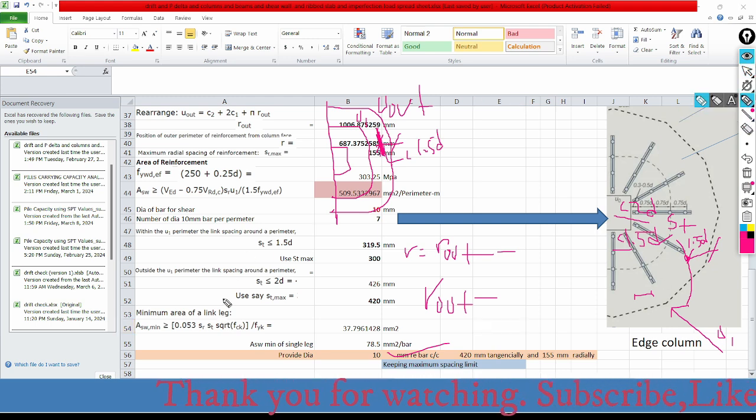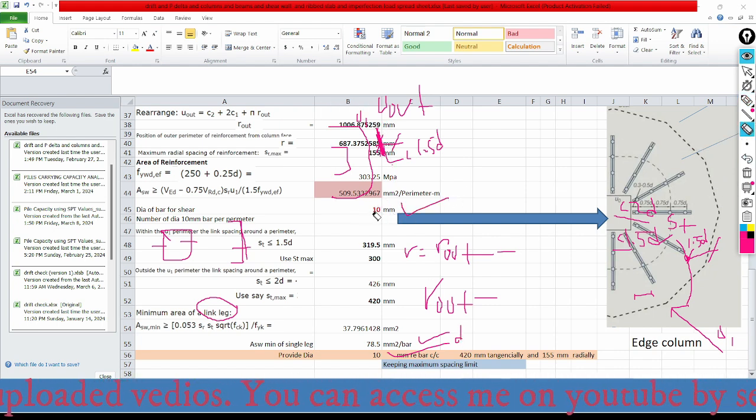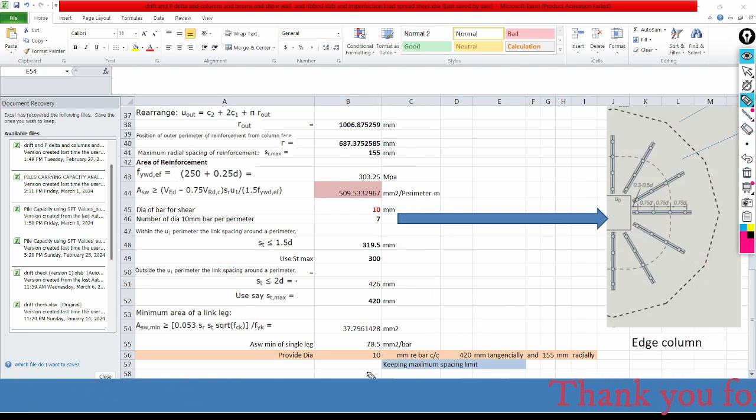This is the area of a single leg. Single leg means, for example, if we have a stirrup here, this is two legs, 1, 2. So single leg means this one. So the area of one single leg will be 37.79. The area of steel for a single leg will be 78.5 millimeter square per bar, if and only if we use diameter 10, because we have already specified the diameter of the shear reinforcement, that is 10 millimeter. A 10 millimeter bar has a cross-sectional area of 78.5 millimeter square. So having this in mind, we can provide a 10 millimeter diameter rebar at a spacing of 400.